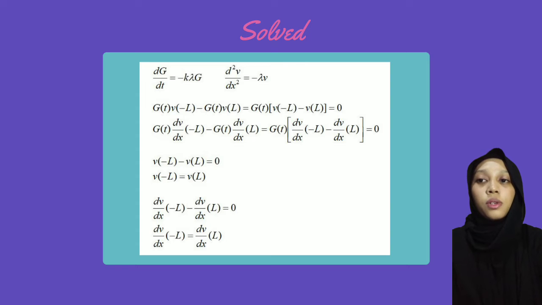So we have to put v(L) to the other side, so it becomes positive v(L). So it will be v(negative L) equal to v(L). Same goes with the differentiated dv over dx (negative L) minus dv over dx (L) equal to 0, and we put dv over dx (L) to the other side to become a positive number.